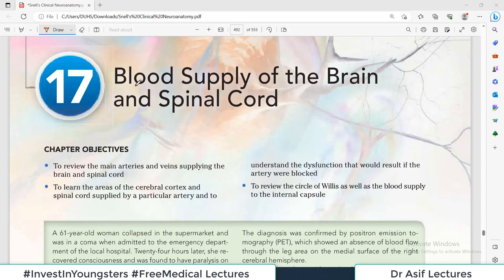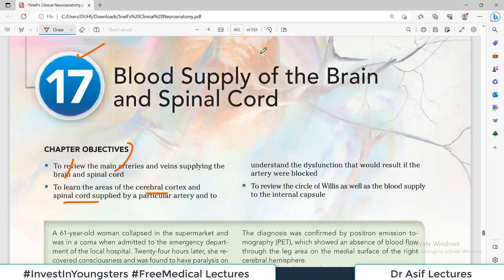Today we are going to discuss the blood supply of the brain and spinal cord, and this is chapter number 17 from Snell's NeuroAnatomy. The objectives of this chapter, as the name indicates, include reviewing the main arteries and veins supplying the brain and spinal cord, learning the areas of the cerebral cortex and spinal cord supplied by particular arteries, and understanding the dysfunction that would result if the arteries are blocked.